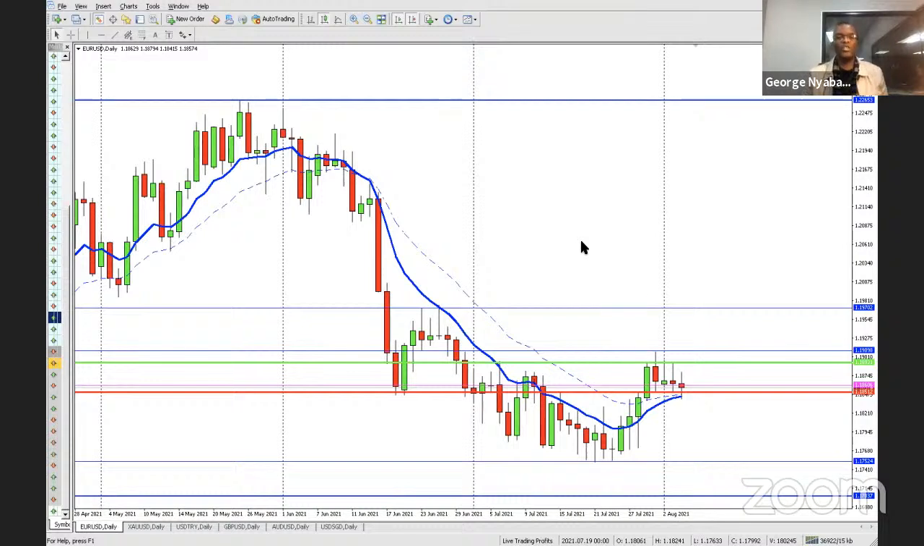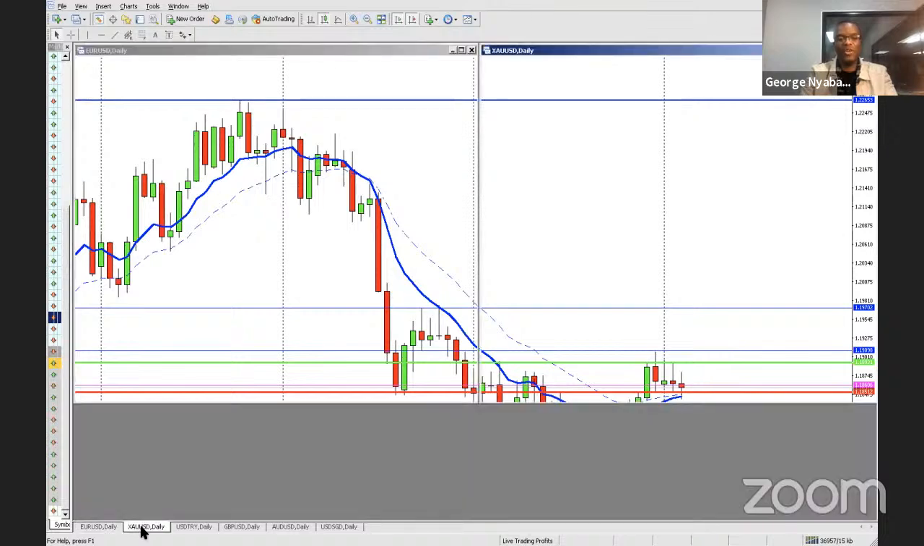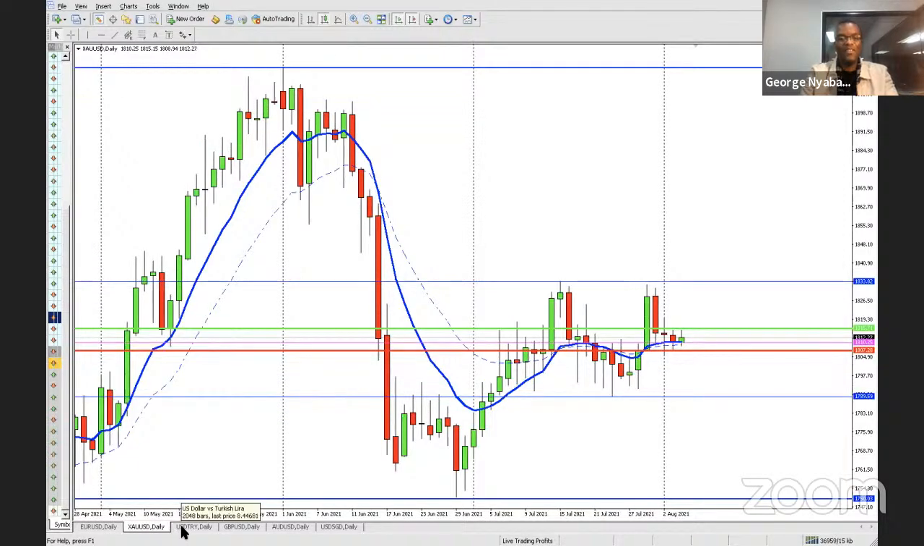Now, we look at euro, dollar, and gold. Those are the currency pairs that we're trading, but because it's the beginning of the month and because there's been a request to look at other currency pairs, I've just picked up a few extra at random. So we're going to look at euro today. We'll look at gold as usual. But then I've also picked up the Turkish lira.